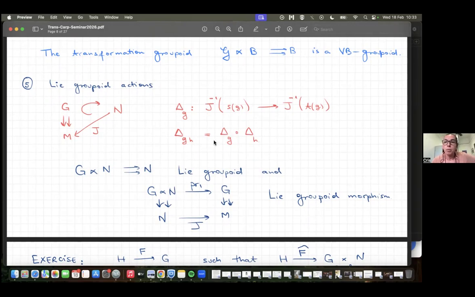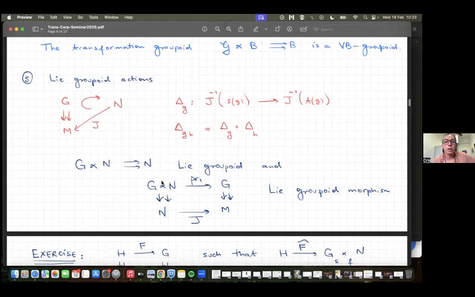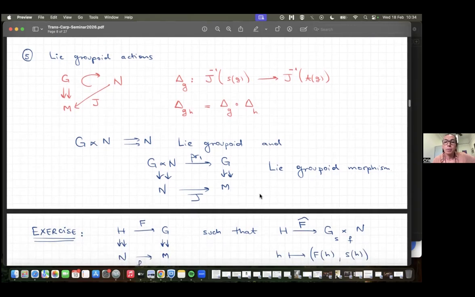And as in the case of representations, one can take the transformation groupoid, and this will be a Lie groupoid. And in this case, the projection from this transformation groupoid to G is a Lie groupoid morphism.